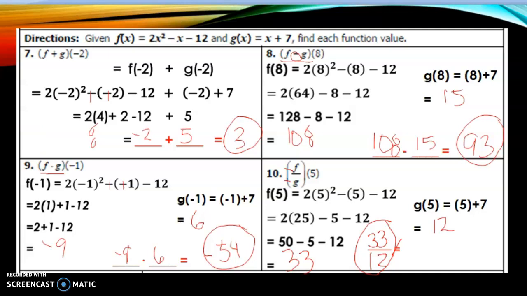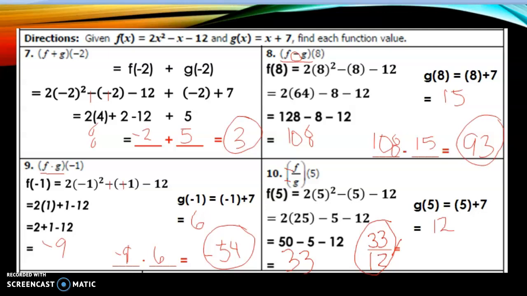So operations are really nice. If there's x involved, we're completing the operation and then combining like terms. When there's a number, separate them. Plug in the number to each function, complete the operation in the order from left to right that it asks.